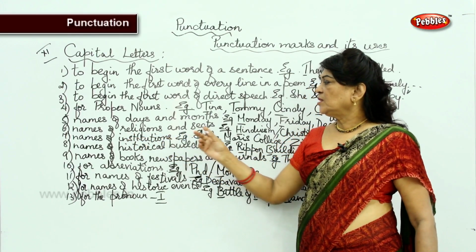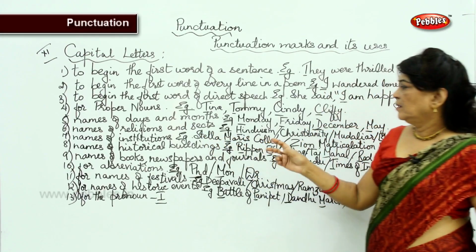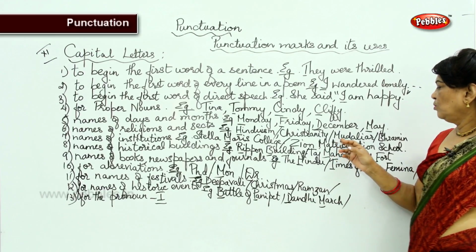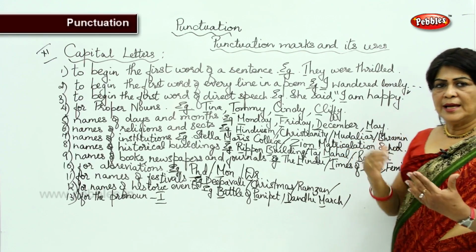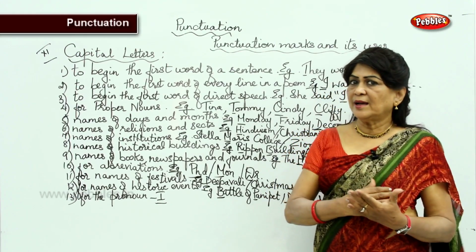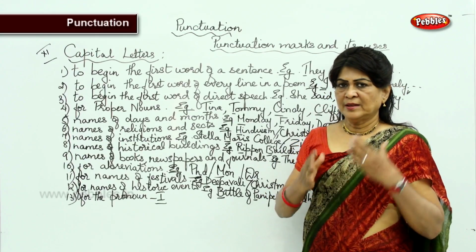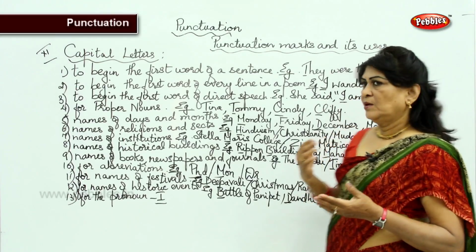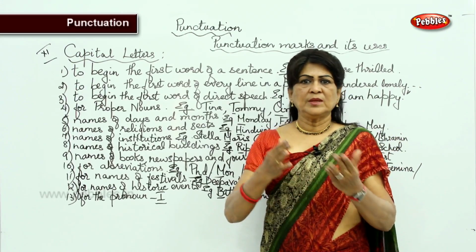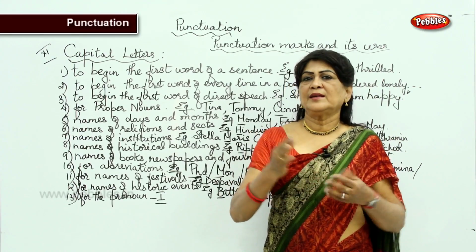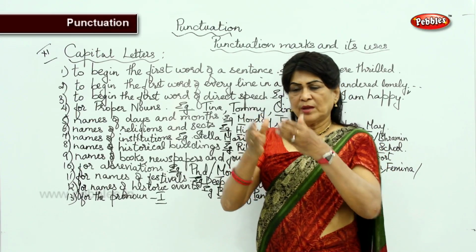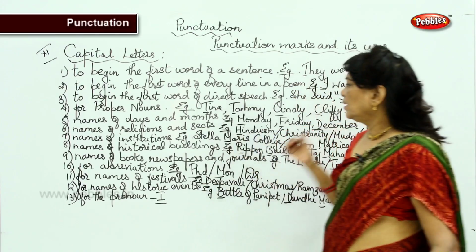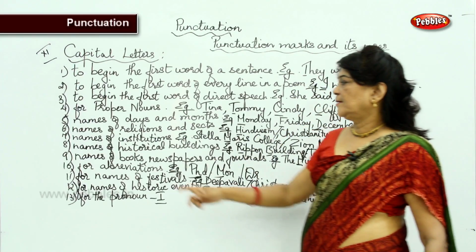Names of religions and sects. We say Hinduism, Christianity, Mudaliyar, Brahmin, and sect is Brahmin Iyengar, Brahmin Iyer. So, these are the two different sects. I told you Muslim, we have Sunni Muslim, Shia Muslim. Even among Mudaliyar you have different sects. So, all that should be written in capital letters.